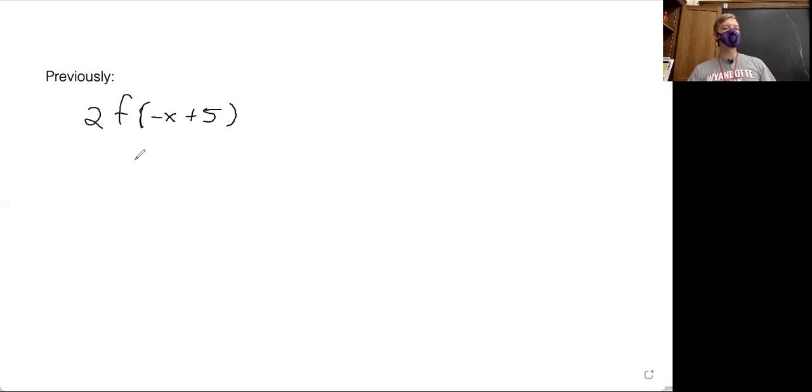What transformations would we say that we have here? Yep, what's going on with it? Okay, so we start with we say we're stretched by a factor of 2. What else? Not the x-axis, the y-axis, yep.